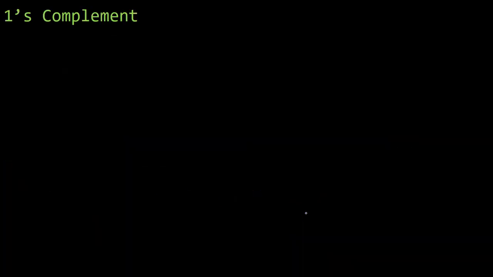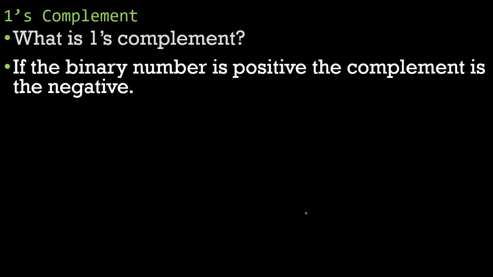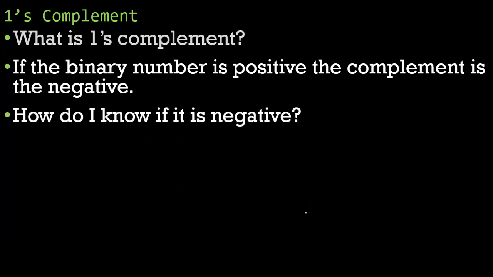And we are done with binary coded decimal. And now we're on to the next, ones complement. So what is ones complement? If the binary number is positive, the complement is a negative. It goes together. It's the opposite, if you will, of what it is. So how do I know if the ones complement number that I've been given is negative if it's in binary form?